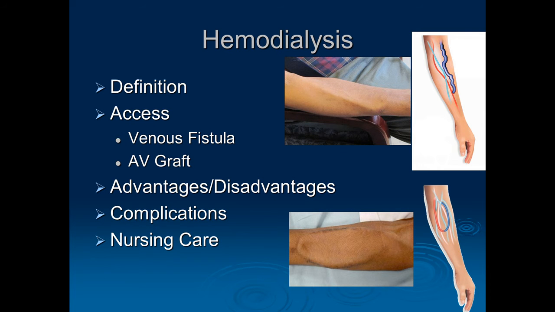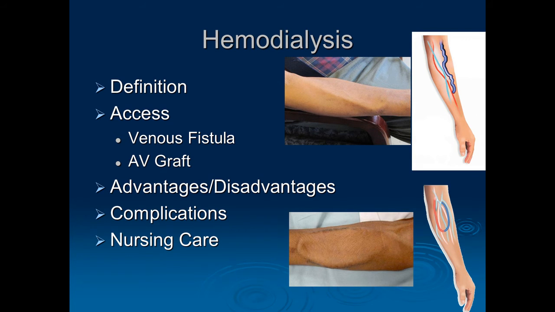Hemodialysis is the next type of renal replacement therapy. Blood is pulled from the patient through a system which includes a dialyzer, dialysate, and usually a heparin delivery system. The blood is cleansed and filtered and returned to the patient. This type of dialysis requires a vascular access device.